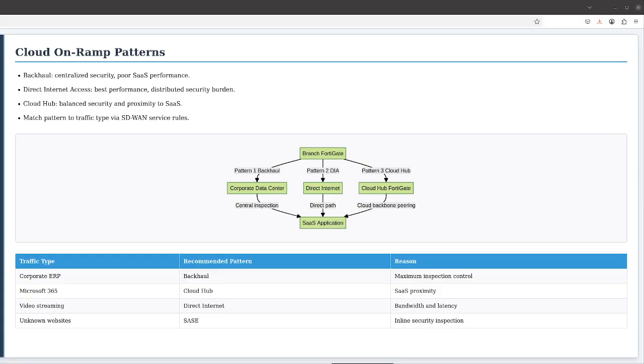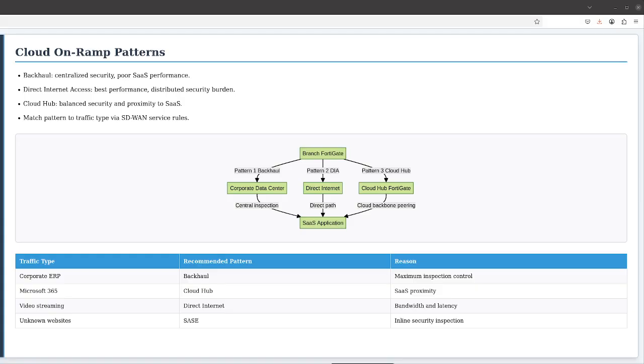Pattern 2 is direct internet access from the branch. The branch FortiGate performs local breakout directly to the internet for approved applications, bypassing the SD-WAN overlay entirely. This gives the best performance because the traffic path is the shortest possible, but it shifts the security inspection burden to the branch FortiGate itself.